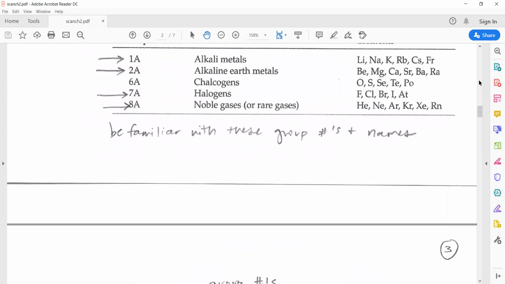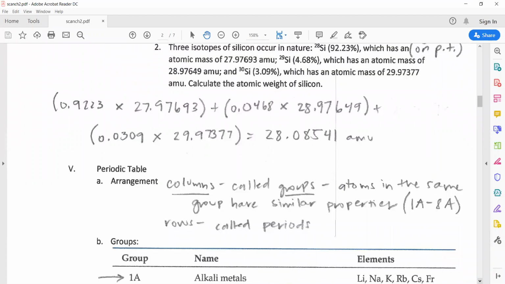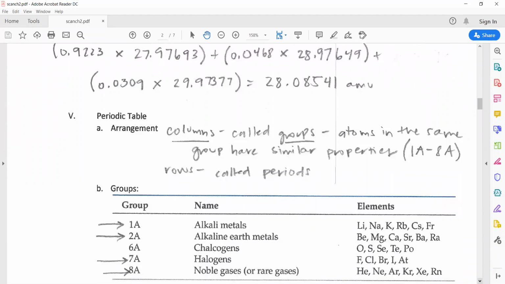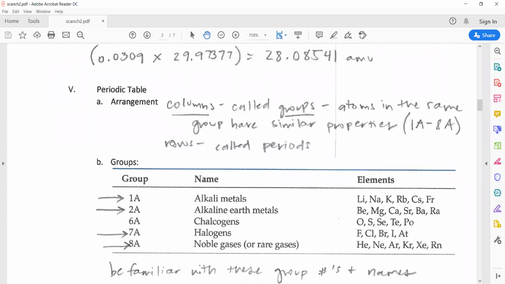Okay, the arrangement of the periodic table. The periodic table is arranged by its columns and its rows. So the columns are called groups. Groups are really important because they tell you that atoms in that group have similar properties. So the vertical columns tell you a lot about an atom, and those are called groups. Rows, the horizontal rows, are called periods. They do not tell you as much about what those elements are like.